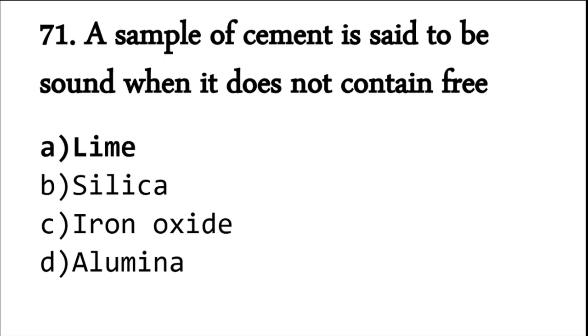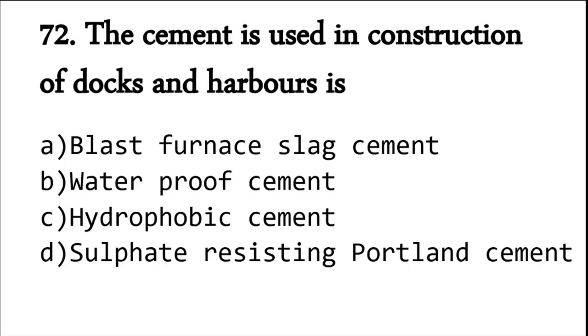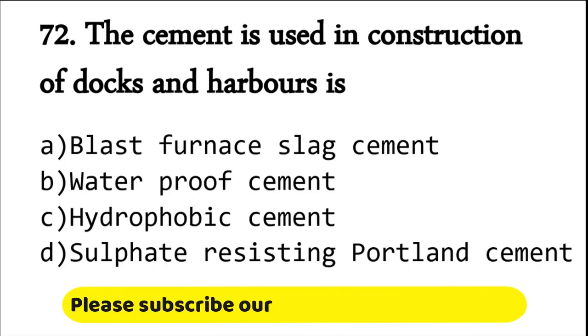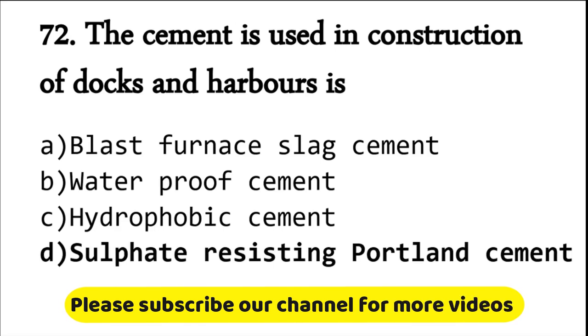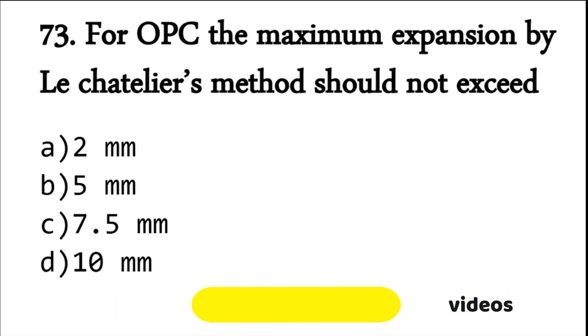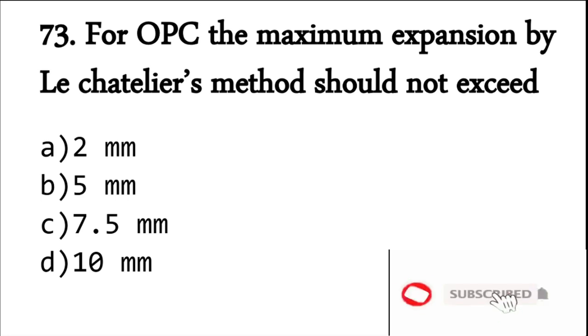Next one is, the cement used in construction for docks and harbors is. For docks and harbors, we actually use sulfate-resisting cement. D is the correct answer. So for ordinary Portland cement, the maximum expansion by Le Chatelier principle should not exceed 10 mm. D is the correct answer.